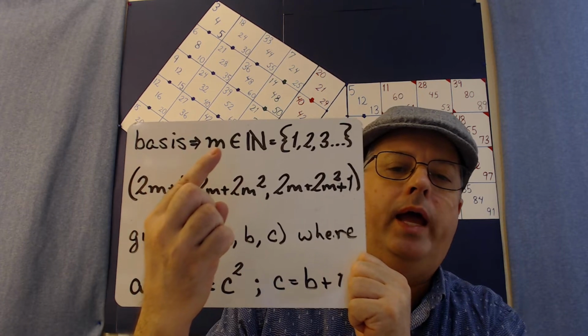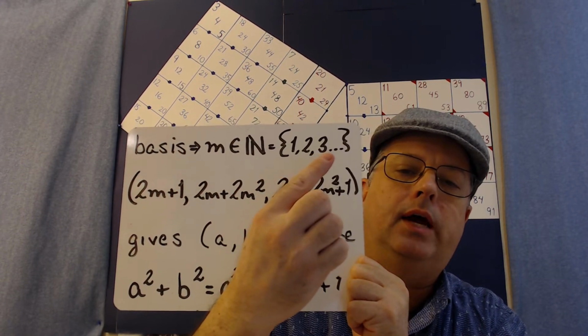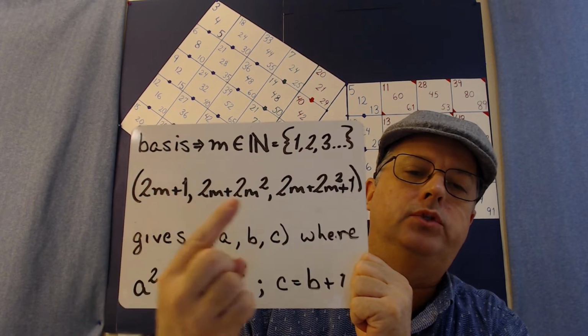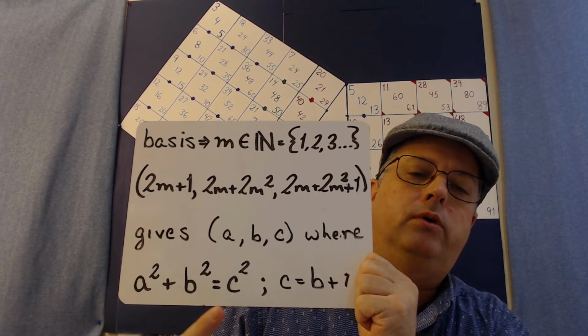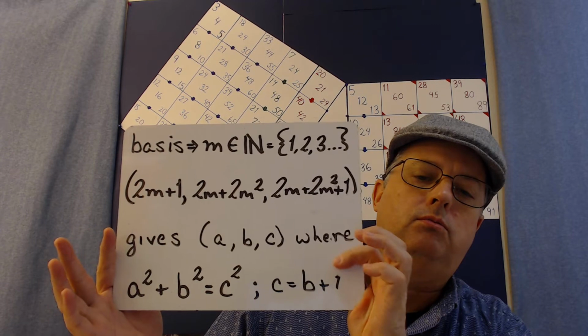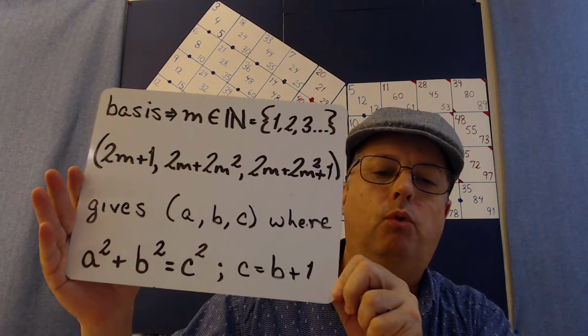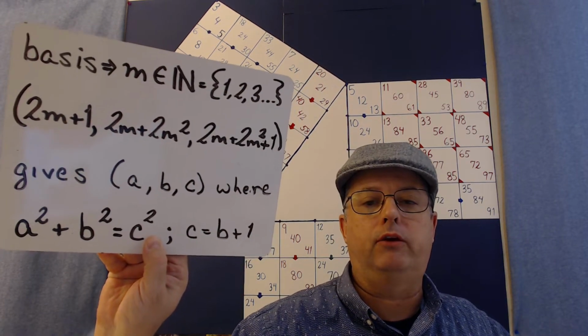The idea is that we have this value m, which is an element of the natural numbers, the counting numbers. If you plug any of the counting numbers into these expressions, you'll get an a, b, c, a Pythagorean triple, where a squared plus b squared equals c squared, and c is 1 more than b. Okay? And we talked about some of the structures behind this formula that generates Pythagorean triples in part A of the video. And now this is part B.